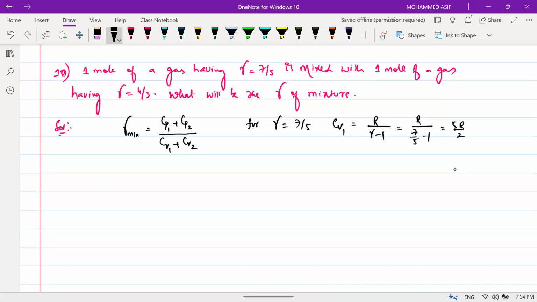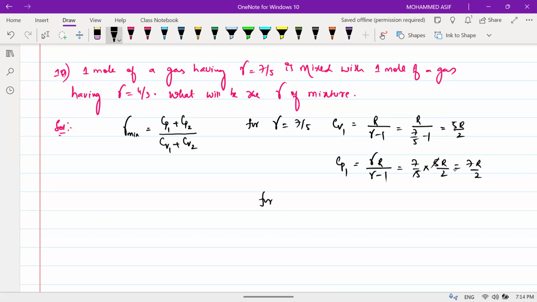Okay. The same way Cp1. Cp1 will be equal to gamma into R divided by gamma minus 1. So gamma value is how much for me? 7 by 5 multiplied by R by gamma minus 1 is how much for me? 5R divided by 2. 5 and 5 will get cancelled. So it is 7R divided by 2.